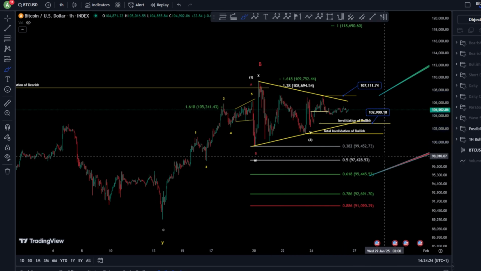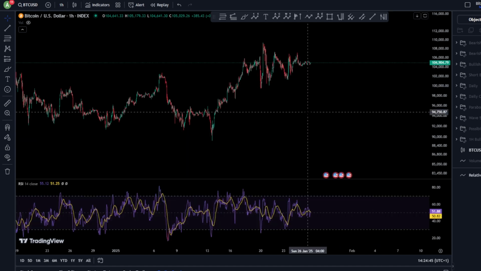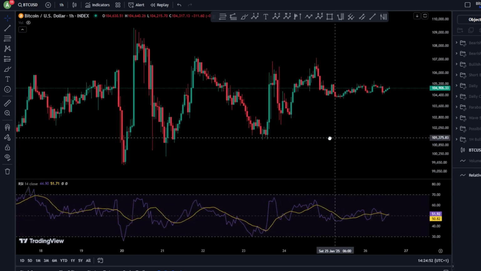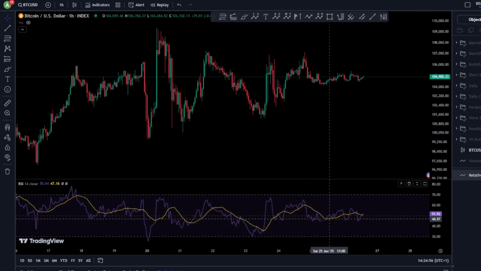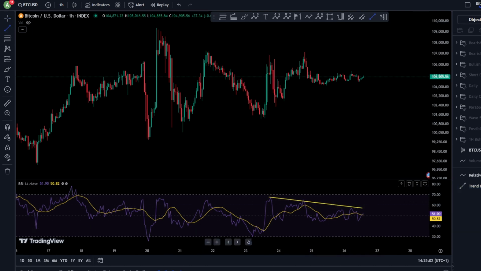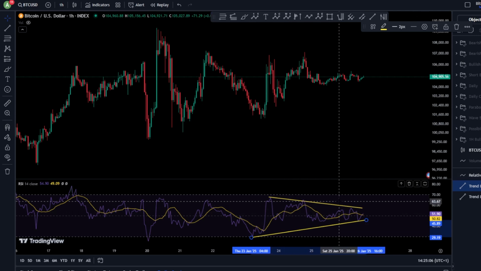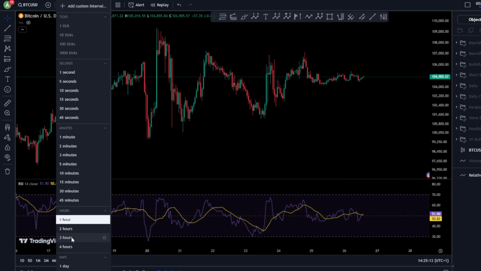So let's see the indicators. Let's start with the RSI. For the RSI, let's start on the 1 hour chart. It is a triangle, so you might also see a triangle on the RSI because the price is consolidating as well. So we cannot really say we are bullish or bearish yet, since we see consolidation on both the RSI 1 hour chart and 4 hour chart.